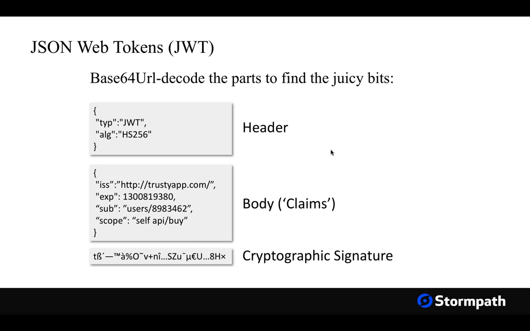But if you look in the claims, that's where you're going to get all the good information that the server can then use to find out who this user is. The client might even be able to inspect it for information to help maybe render some user interface components. All sorts of good stuff in here.